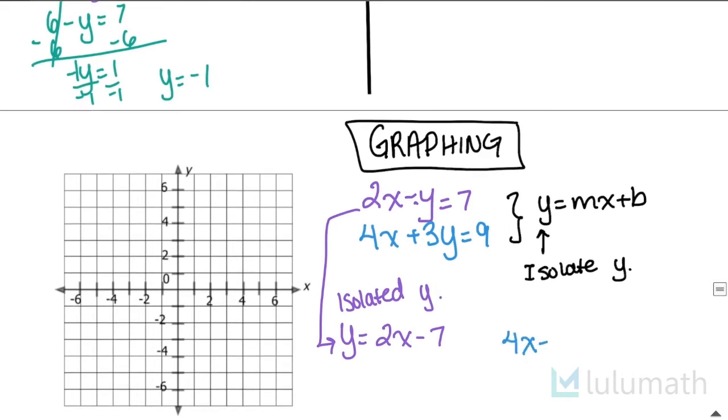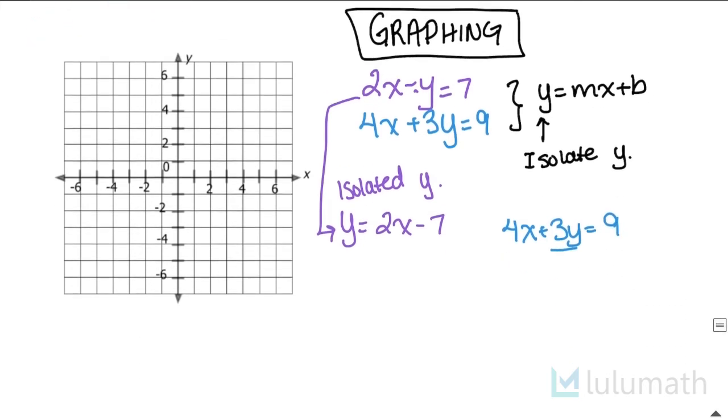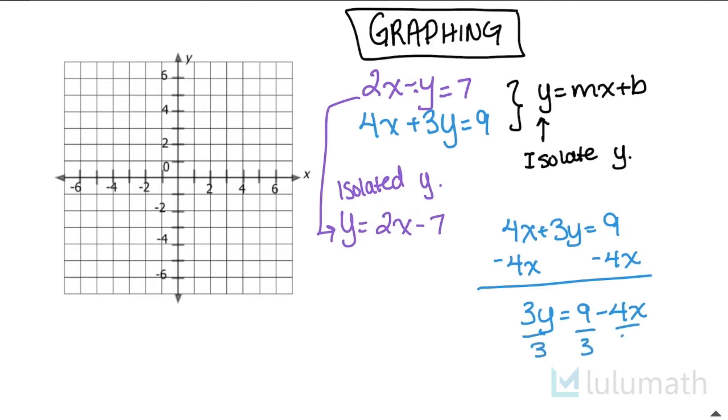So 4x plus 3y equals 9. This time, because the 3y is positive, I'm going to keep it on the left side. So I'm going to subtract this 4x from both sides. Okay, so I end up getting 3y equals 9 minus 4x. I'm going to divide everything through by 3. And I end up getting 9 divided by 3 is 3. Negative 4 over 3 doesn't divide out evenly, so I'm going to leave it as negative 4/3 x.